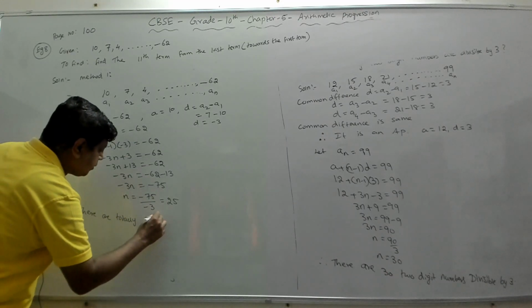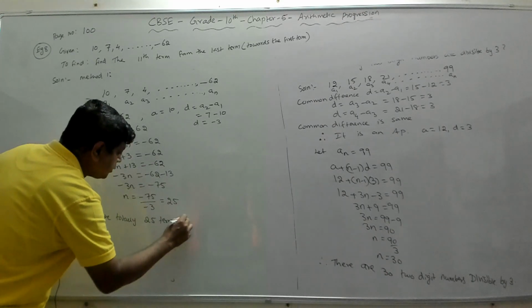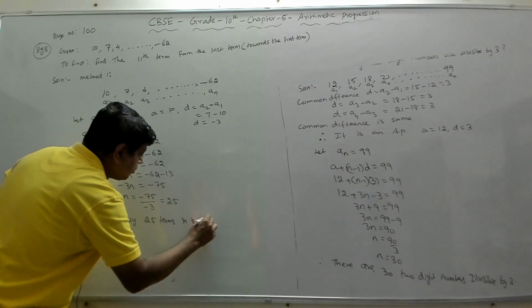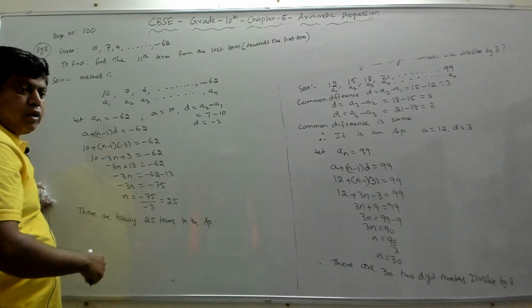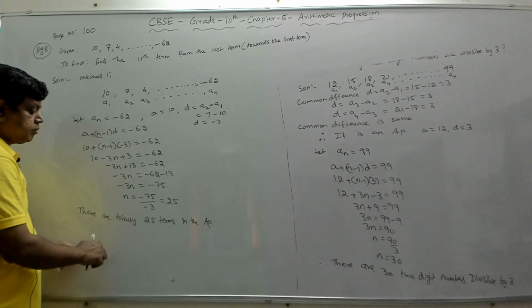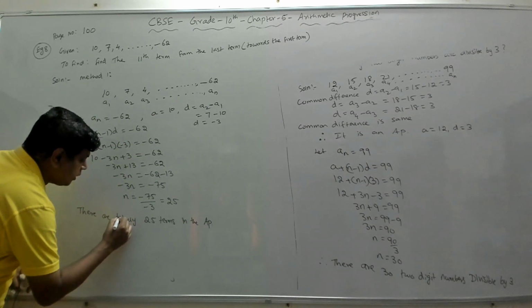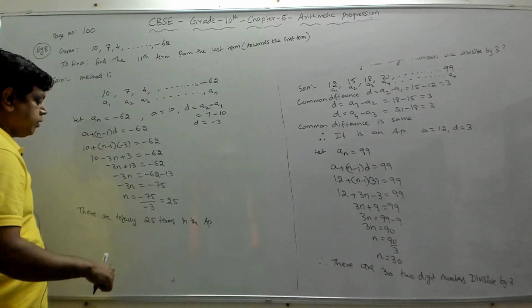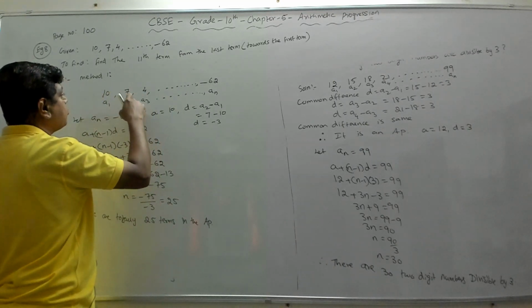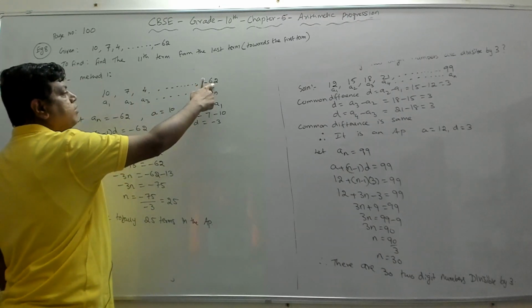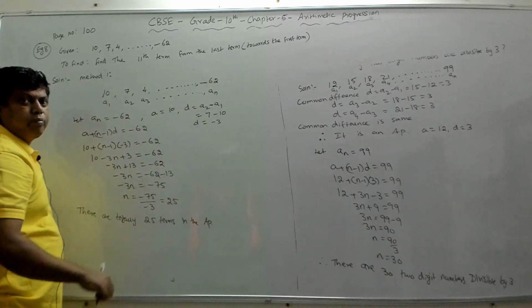So there are totally 25 terms in the AP. Now we should find the 11th term from the reverse. Don't find A11. Totally there are 25 terms in the AP. N is 25 means there are 25 terms. So 1, 2, 3, like that. If I count, this will become A25, which means 25 terms are there.